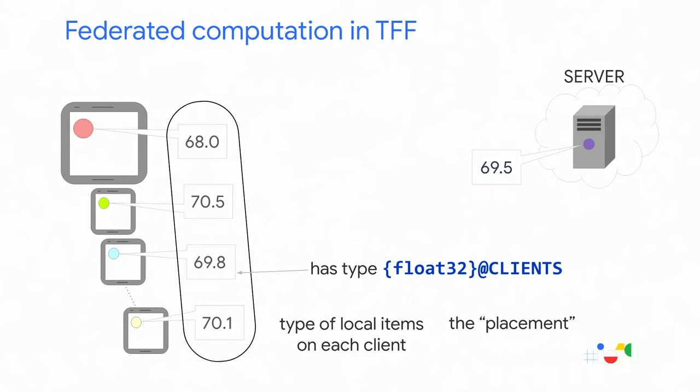So earlier, we showed you how federated computation works conceptually. Here's what this looks like in TFF. So we're going to refer to these sensor readings collectively as a federated type, or as a federated value. And each federated value has a type, both the placement, so this is at clients, and the actual type of the data items themselves, or a float32.